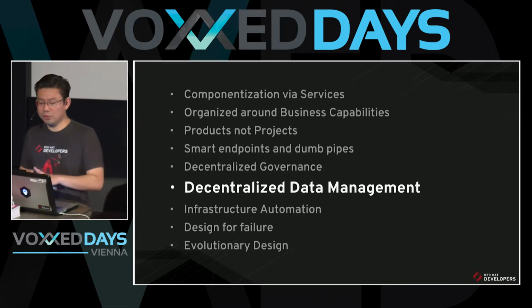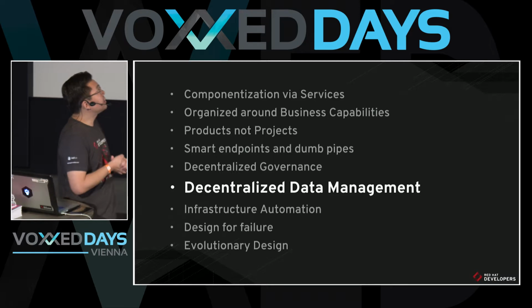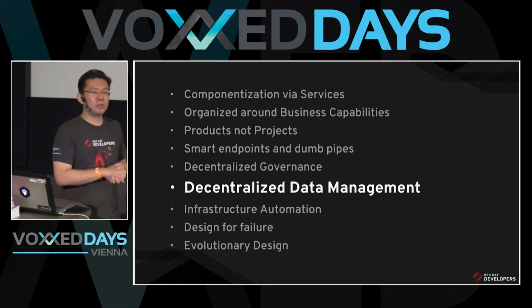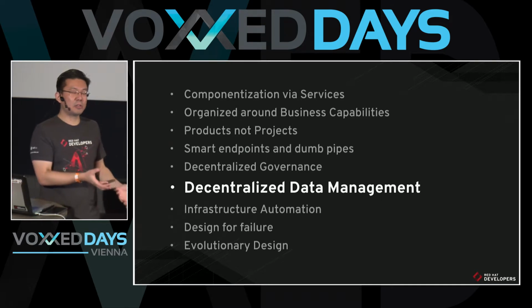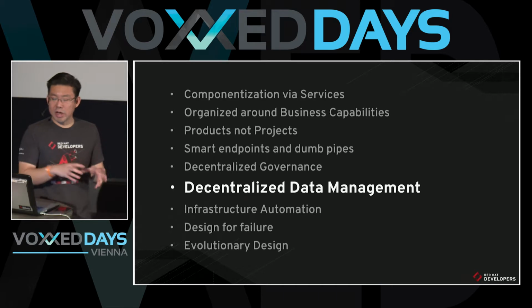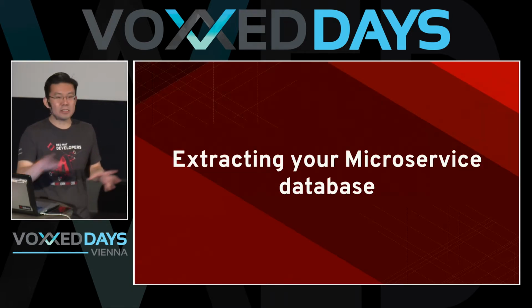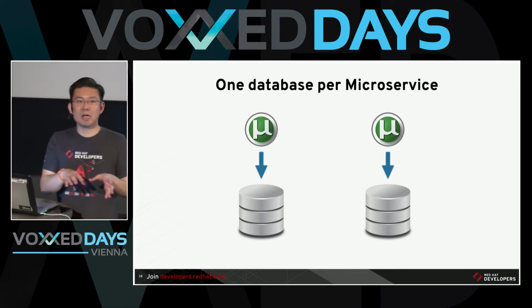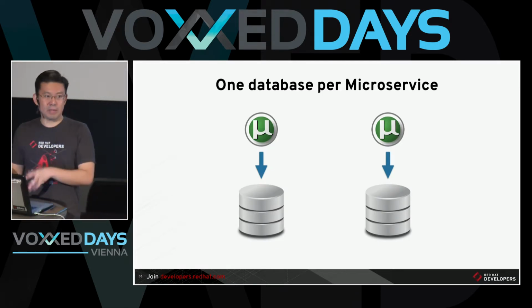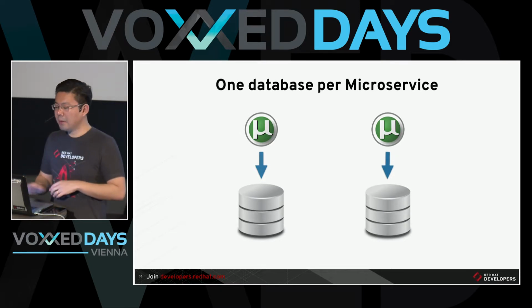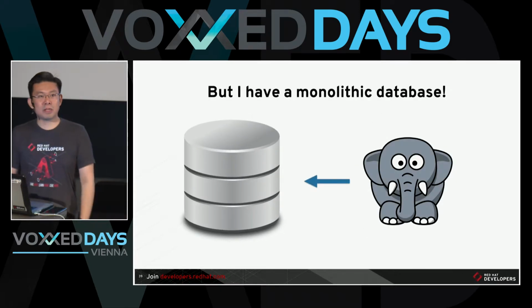But the one that I chose to be discussing with you today is just this one, decentralized data management. If we have a huge monolith and we want to split it into smaller microservices, then we need to extract my microservice database, because we have the principle that each microservice must have its own database. So we have many microservices, each one with its own database, and in fact, that's the recommended approach.